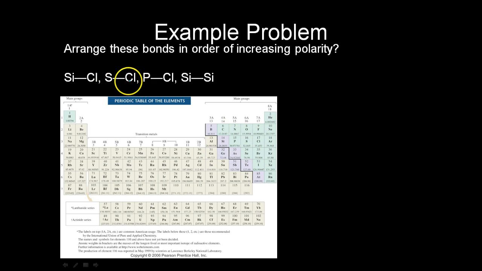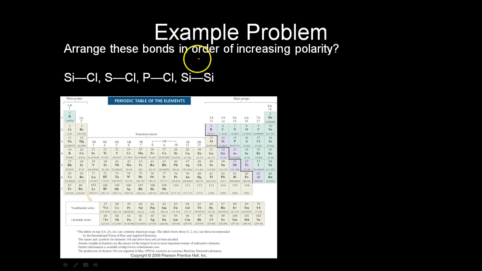Then we have, excuse me, it's not silicon, sulfur and chlorine. Well, sulfur is right here and chlorine is right here. Phosphorus and chlorine, phosphorus is here, chlorine's right here, and then silicon and silicon.